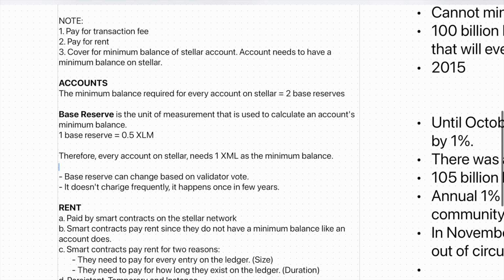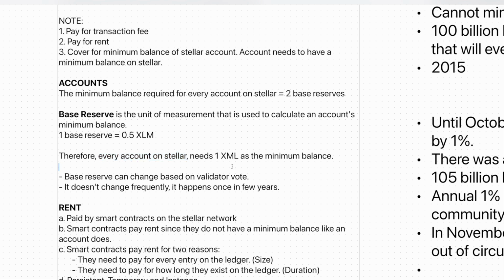And a base reserve is just the unit of measurement that is used to calculate an account's minimum balance. One base reserve is equal to 0.5 XLM. So that means two base reserves is equal to one XLM, and therefore, one XLM is the minimum balance required for all accounts on Stellar. So it's good to just keep this in mind while we proceed on Lumens.